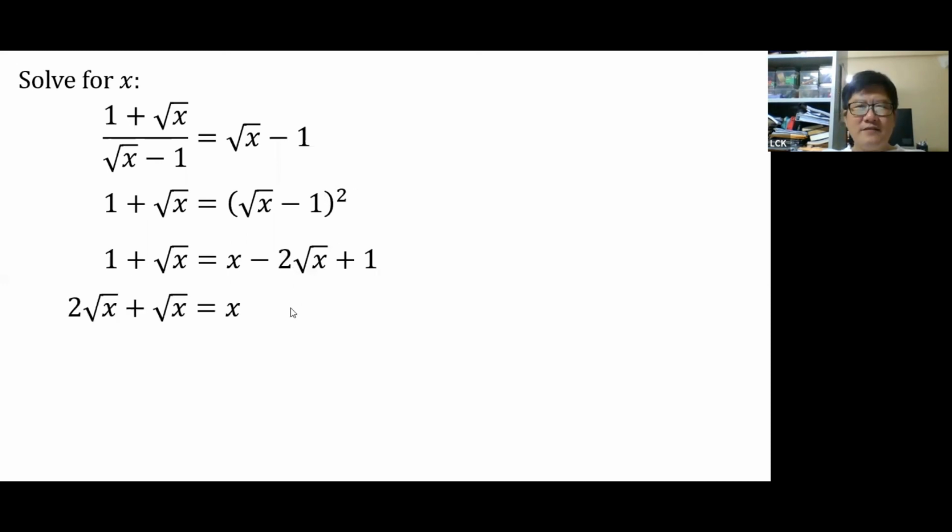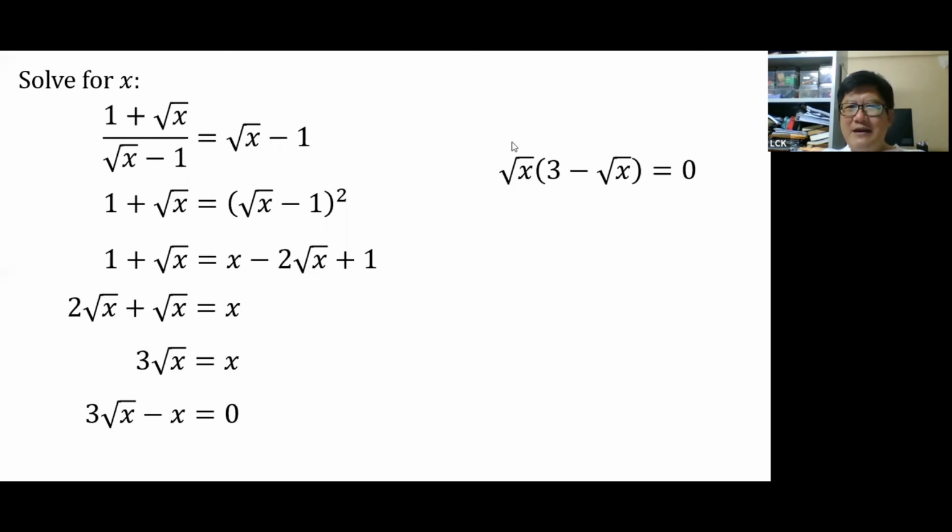Once you have this, bring it over. You get 3 square root x equals to x. 2 square root x plus square root x is 3 square root x. And don't do any cancellation. Bring this over. So you have 3 square root x minus x equals to 0. And once you have done that, factor it. So if you have factored this, bring square root of x out, you get a 3 minus square root of x.